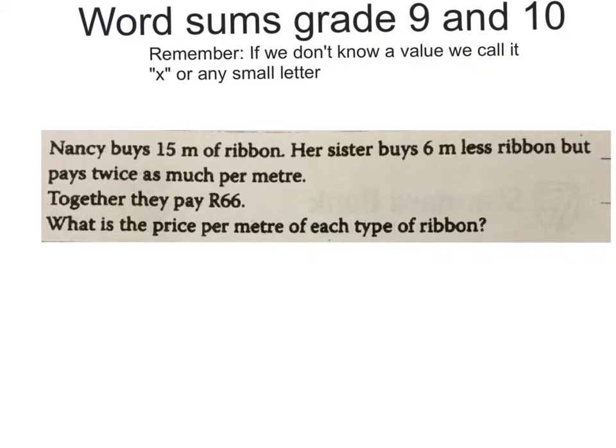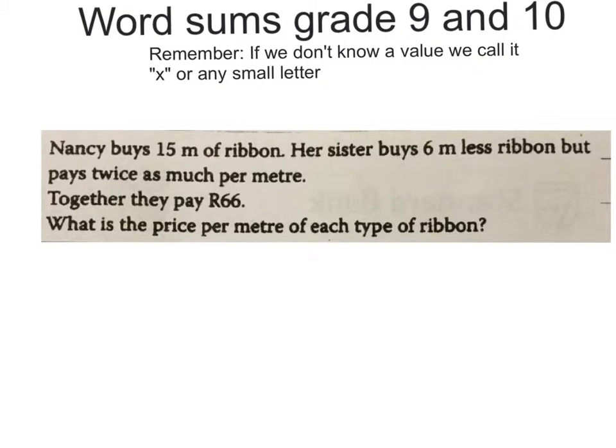The problem says Nancy buys 15 meters of ribbon. Her sister buys 6 meters less ribbon, but pays twice as much per meter. Together they pay 66 Rand. What is the price per meter of each type of ribbon?